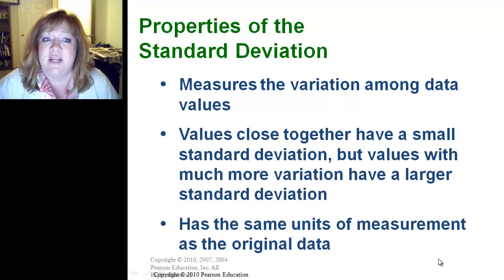Properties of standard deviation. It measures variation among data values. If the values are close together, you have a small standard deviation. If the values are spread apart, you have a larger standard deviation. So that's what that number indicates.